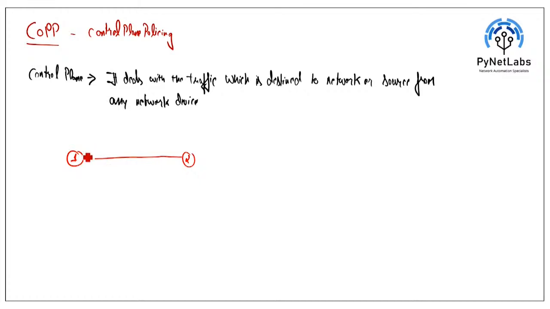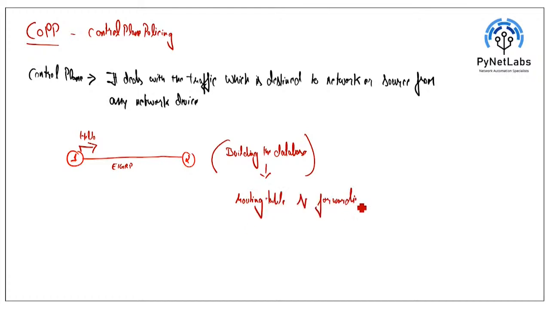Let's say this router is going to generate some hello traffic, and it is configured with, let's say, EIGRP. Both of the routers are connected, so basically it is about building the database, like the routing table. The database I'm referring to here is your routing tables and your forwarding tables. These are two types of databases. It is all about building the routing table and forwarding table.